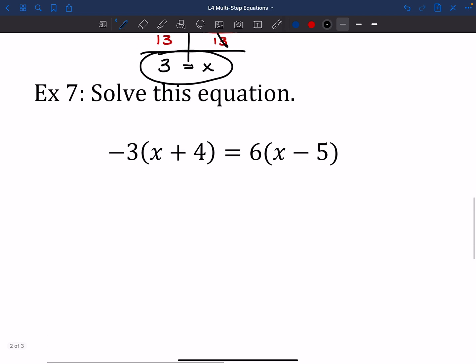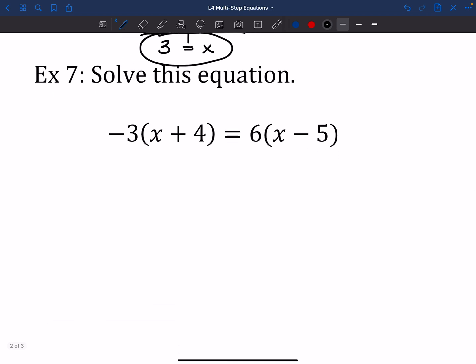On some of these, we might end up having 2 different bits of distribution to do. So something like this one, I'm going to be distributing that negative 3 to the stuff in that set of parentheses. I'm going to be distributing the 6 to that set. So it's real important to make sure that you only distribute to the parentheses you're next to, okay?